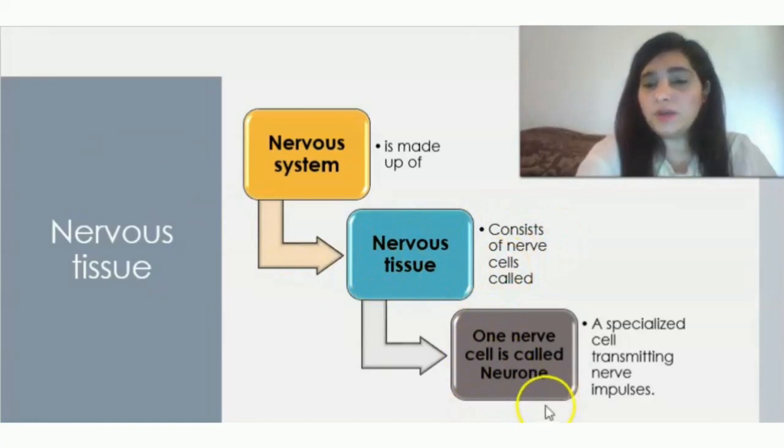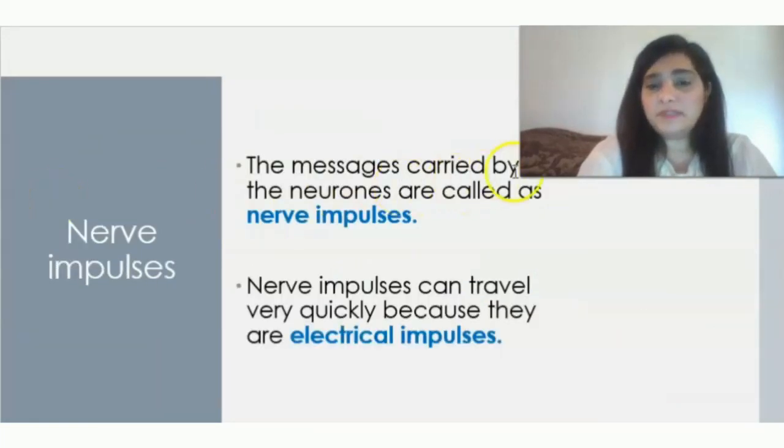So what is a neuron? A neuron is a specialized cell transmitting nerve impulses. So what is meant by nerve impulses? Nerve impulses are the messages carried by the neurons. Nerve impulses can travel very quickly because they are electrical impulses. So message transfer from one neuron to another neuron with the help of nerve impulses that are in the form of electrical signals or electrical impulses.